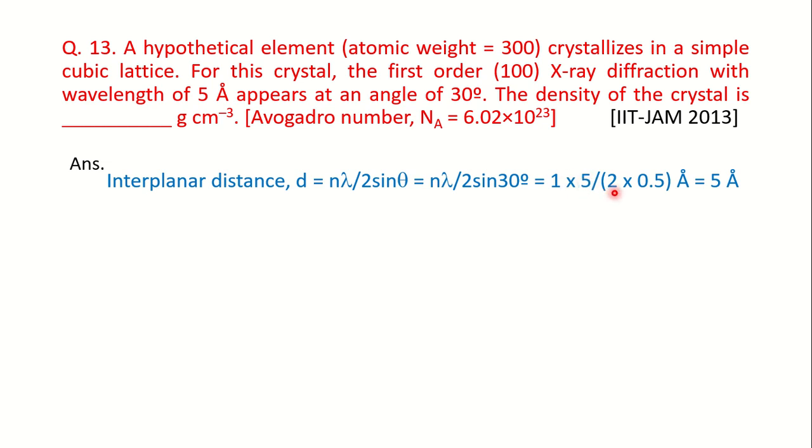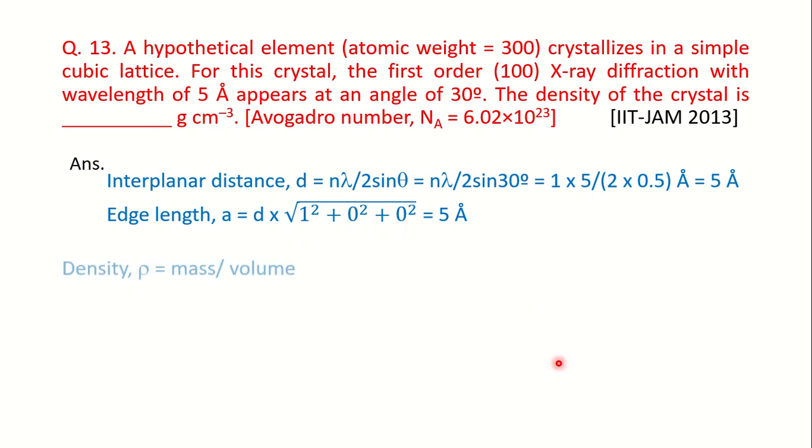Now 2 sin theta means 2 into 0.5. We know the sin 30 value, it is memorized to all of us. Sin 30 is half or 0.5. So the result of this calculation is 5 angstrom. So the interplanar distance is 5 angstrom. Therefore, the edge length A must be d into root over h squared plus k squared plus L squared. Since this is 100 plane, this is simply d into root over 1 squared plus 0 squared plus 0 squared. Again, this is 5 angstrom.